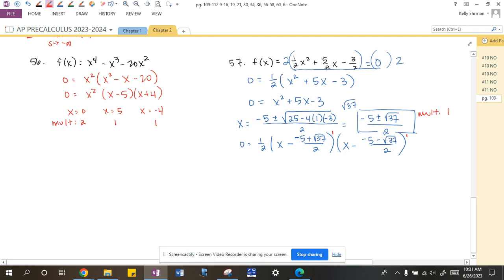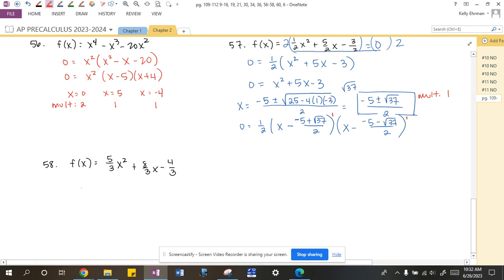For both of those. So this graph is a quadratic. It would cross through the x-axis and change signs at both of those values. Okay, 58 is our last one in this section. F of x equals 5/3 x squared plus 8/3 x minus 4/3.